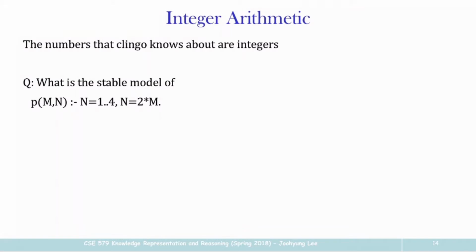All right, so what Clingo understands is an integer. Then the question is, what is actually the stable model of this program? p(m,n), when m is from 1 to 4 and n equals 2 times m. What will be the stable model here?